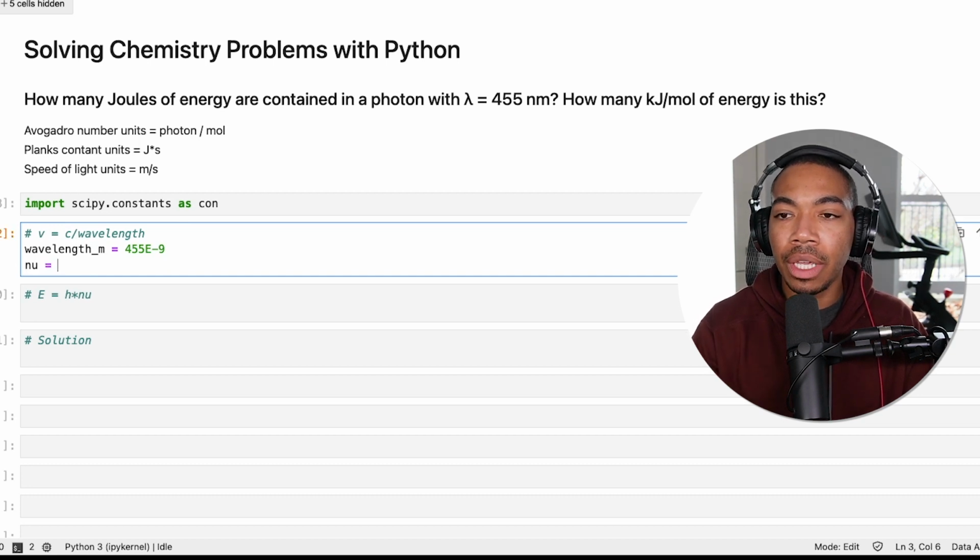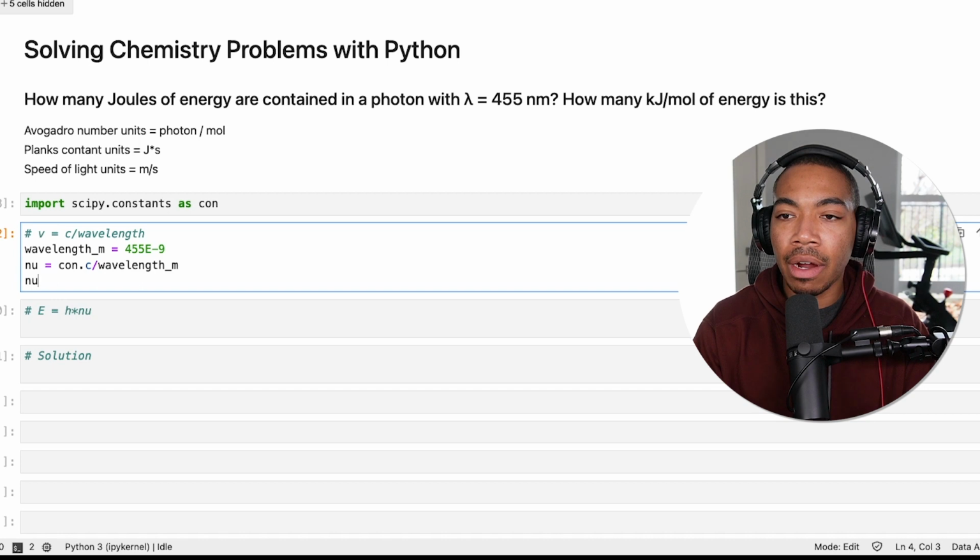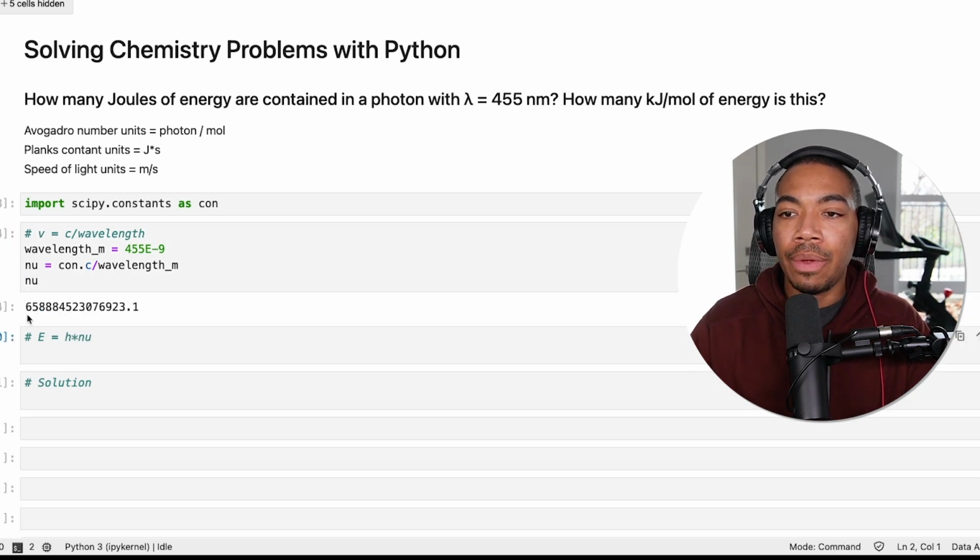So let's set our frequency nu equal to the speed of light, which is going to be con, as we import scipy.constants as con, dot c, and we'll divide by our wavelength variable. So when we do this, we have our nu, and we can see that we have this value here.